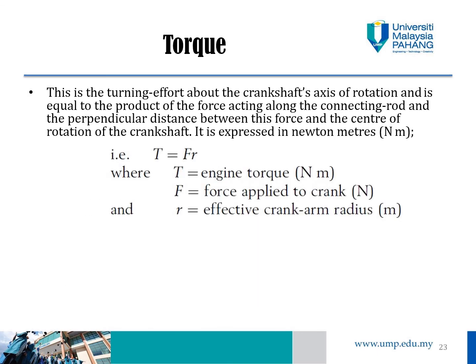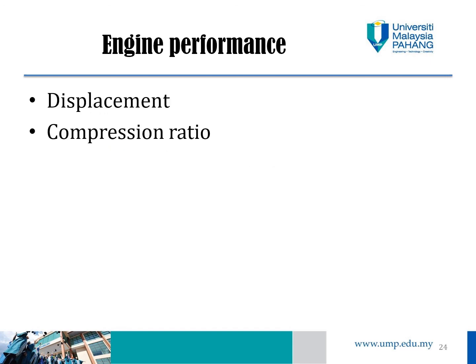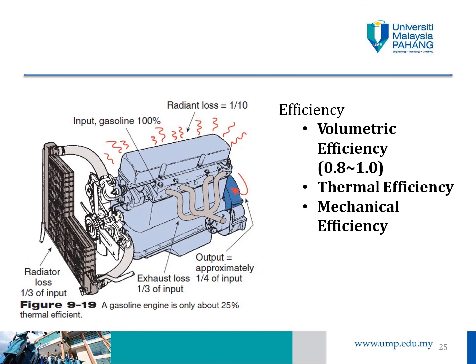Okay, so the torque is again from the dynamometer. The torque is given by F times R, where F is the force applied to the crankshaft and R is the crank arm radius. Engine performance is also deeply dependent on the displacement and the compression ratio. Normally a typical engine will have a volumetric efficiency of 0.8, thermal efficiency of around 30%, and mechanical efficiency around 25%. So normally the overall engine is only about 25% efficient.